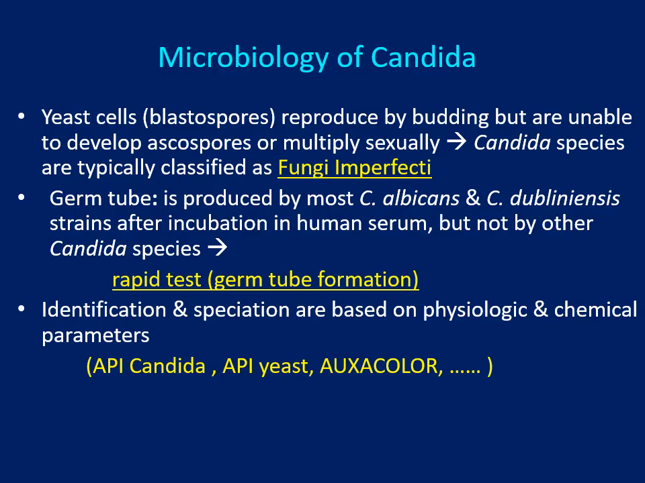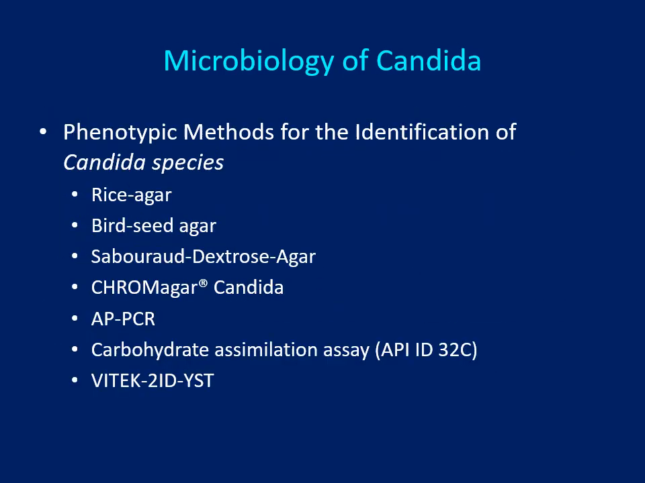It can produce a germ tube, mainly Candida albicans and Candida dubliniensis, and not other Candida species. Remember this from now, this is very important, because germ tube production can identify Candida albicans versus other species, which carries an important clinical significance in real practice.